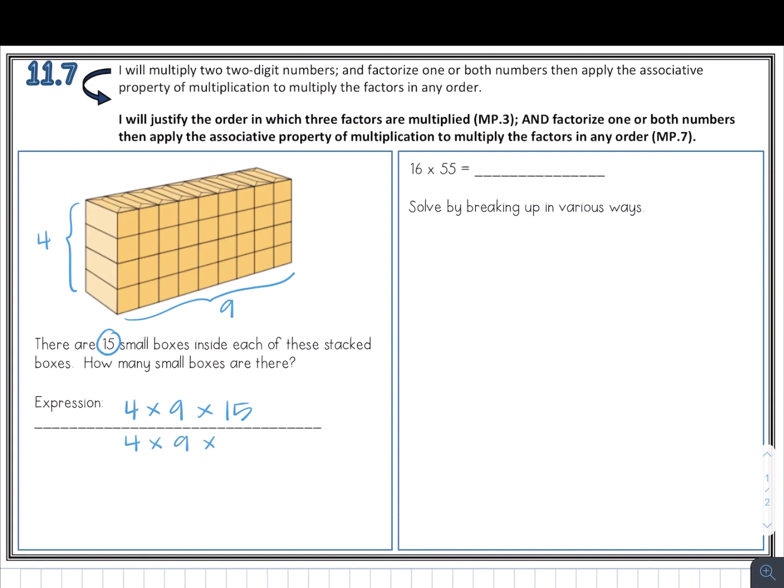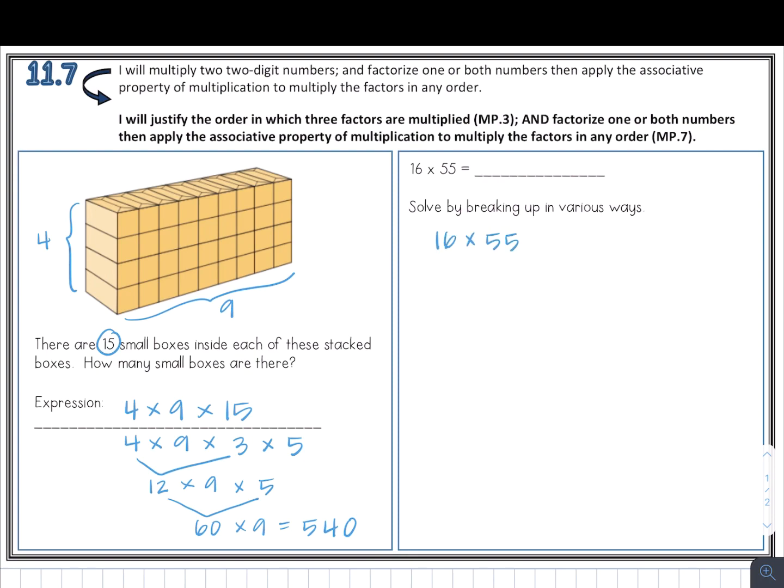You can factorize these any way that you want. I'm taking the two-digit number 15 and breaking it down into 3 times 5. And then I'm going to look for some friendly products. So I know 4 times 3 equals 12. And then I still need to multiply that times 9 and times 5. I can do it again, and I know 12 times 5 is 60. That's a friendly number. And then I know 6 times 9 is 54, so I know 60 times 9 is 540.